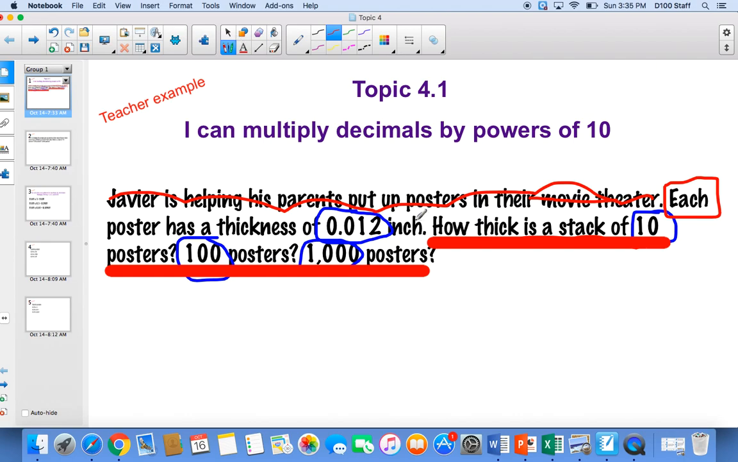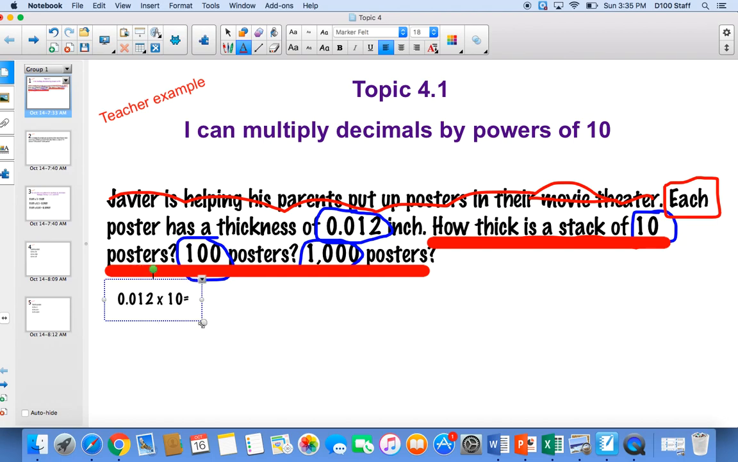So our problem here, we're going to start with our 10 posters. So let's figure out how thick a stack of 10 posters is. And we are going to multiply 0 and 12 thousandths by 10. So one way that we can do this is by just moving our decimals. So when we're multiplying by powers of 10 and we have a decimal, all we have to do is move our decimal to the right.